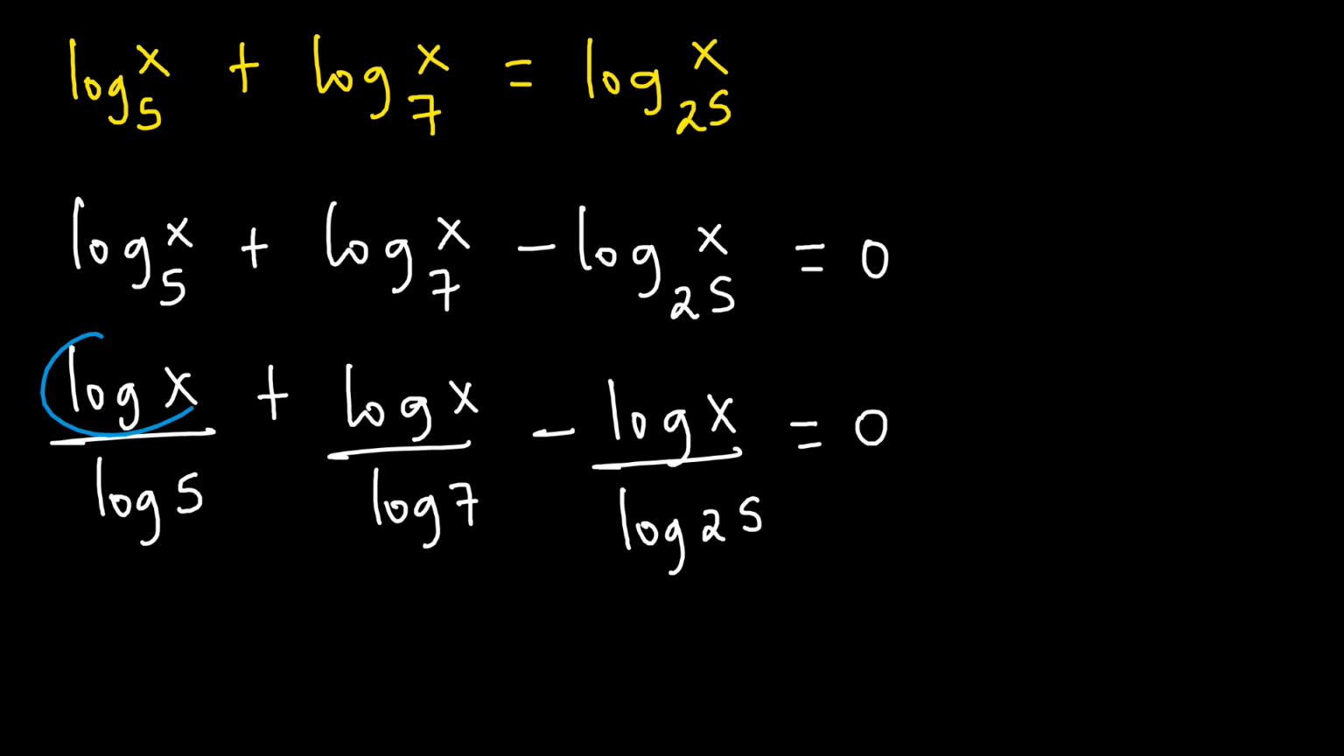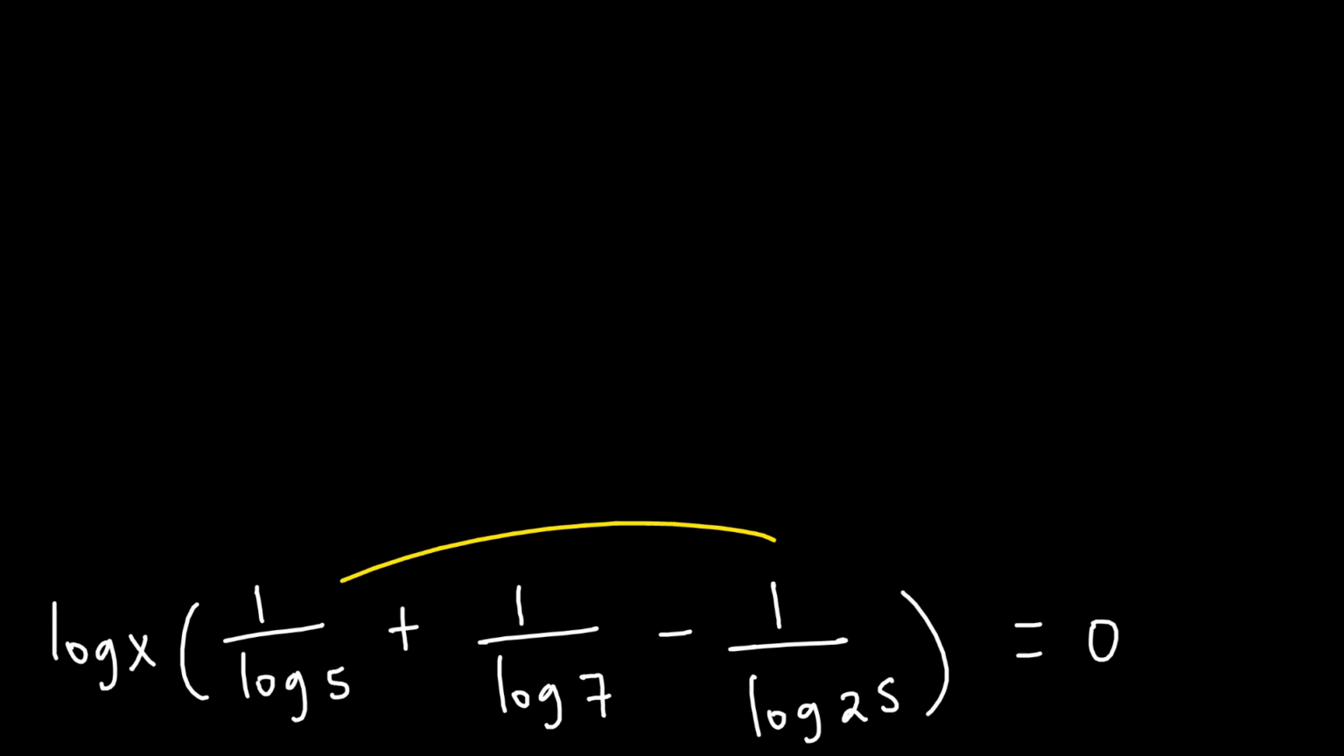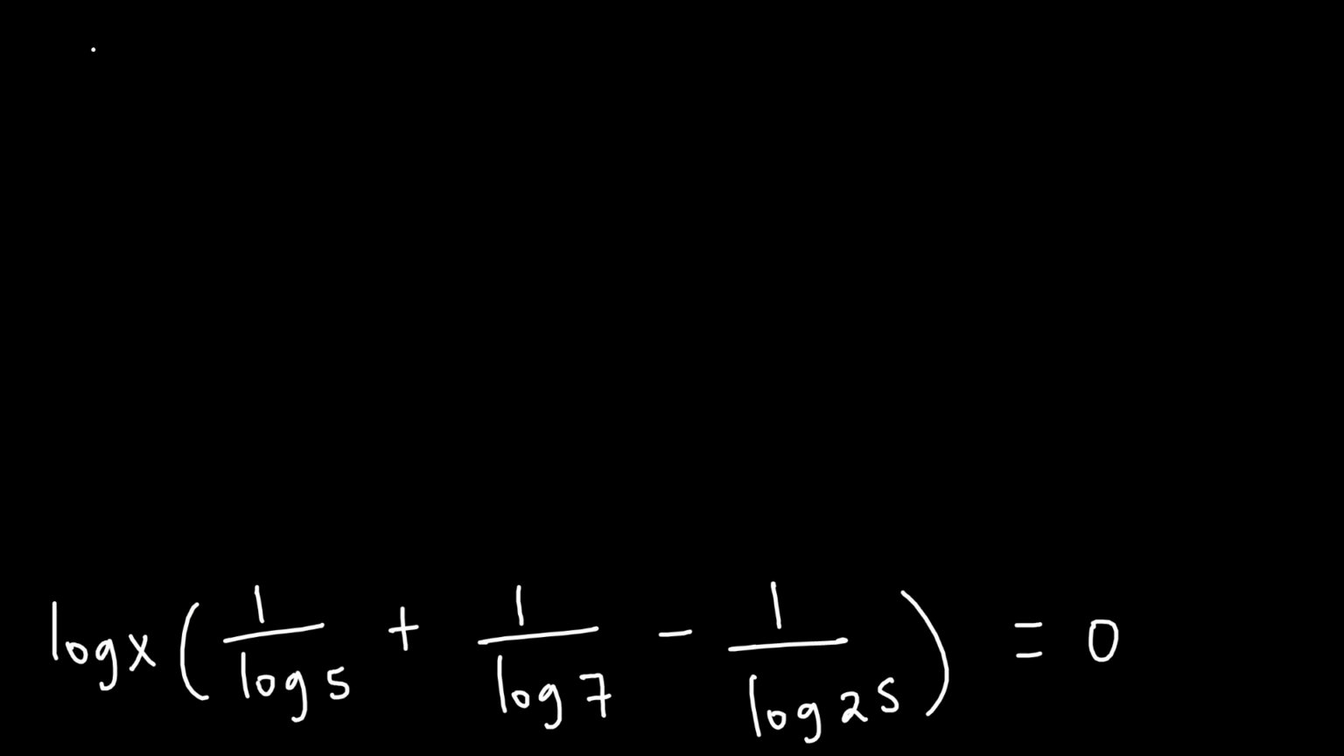And as you can see, log of x is a common factor, so let's pull it out. So we shall have log of x into, this will be 1 divided by log of 5, and then plus 1 divided by log of 7, and then minus 1 divided by log of 25, and this is equal to 0. And at this point you can see that this part is a constant. So to find x, let's set log of x to be equal to 0. So we shall have log of x equaling to 0.